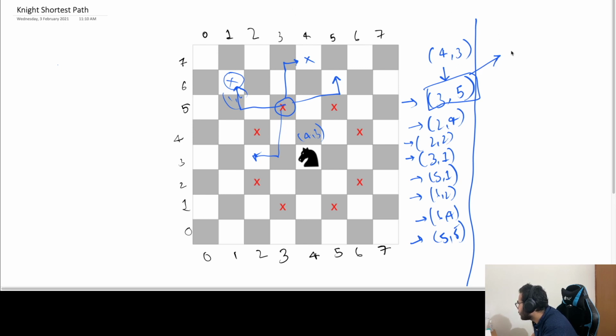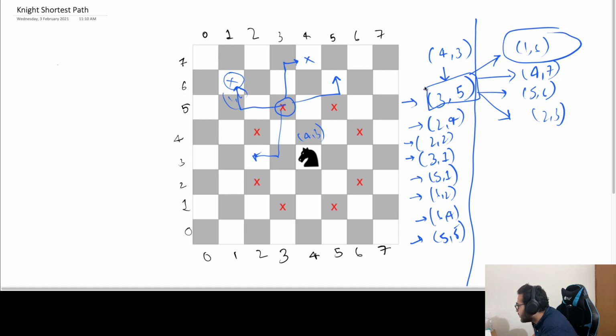So we can go to 1 comma 6, we can go to 4 comma 7, we can go to 5 comma 6, and we can go to 2 comma 3, right? So as you can see, we've already visited 1 comma 6, and how many iterations did it take us? So this was 1 and this was 2. So 2 moves. In 2 moves, our knight can go from 4 comma 3 to 1 comma 6.